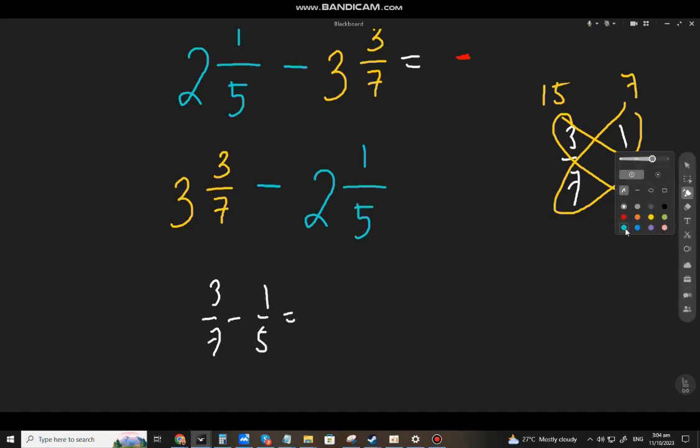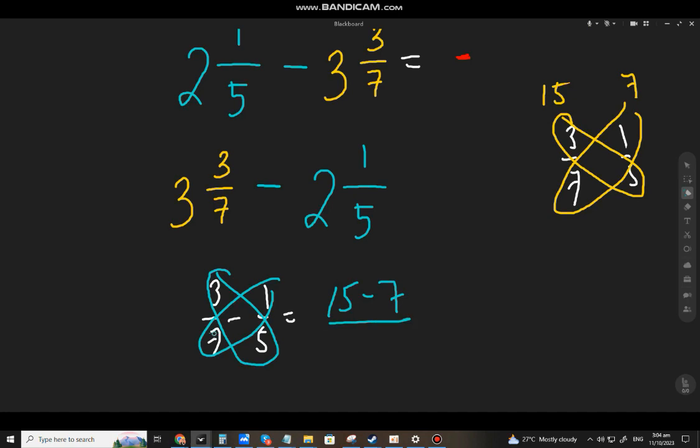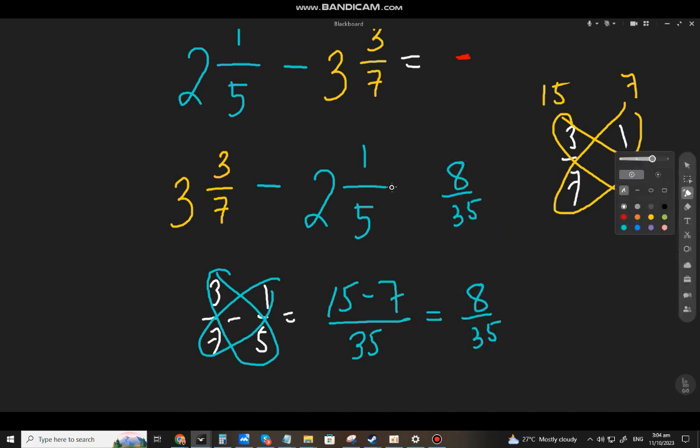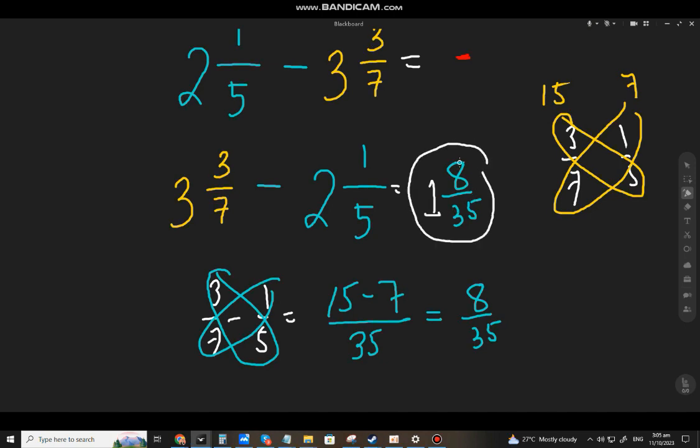Butterfly method. 3 times 5 is 15. Minus 1 times 7, that is 7. Over 7 times 5, that is 35. And that will be 8 over 35. Now for the whole number, 3 minus 2 is 1. Sorry, let me copy paste this one first and put the equal sign. And there you have it. 1 and 8 over 35.